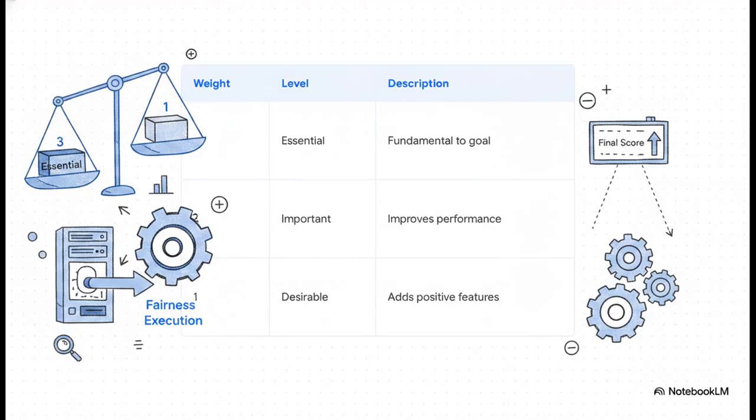So when you're assigning those relevance weights, you've got a scale. 3 is essential, 2 is important, and 1 is just desirable. This is crucial because it lets you mathematically prioritize what actually matters to your specific company. For instance, if your current architecture is plagued by terrible resource bottlenecking, well, fairness execution is critical, so you'd weigh it as an essential 3. This ensures the final score reflects your unique business needs, not just some generic industry benchmark.